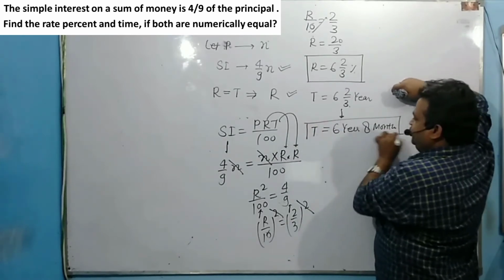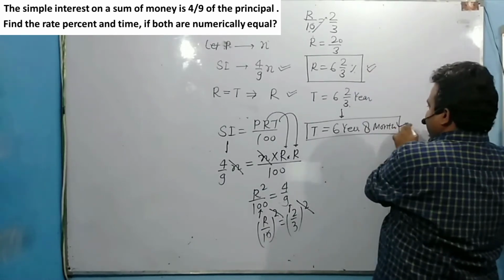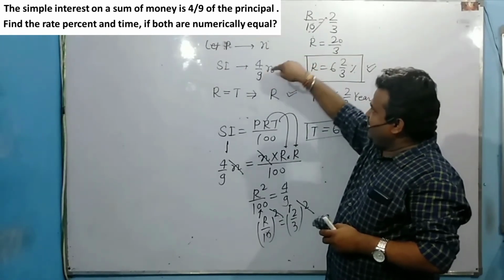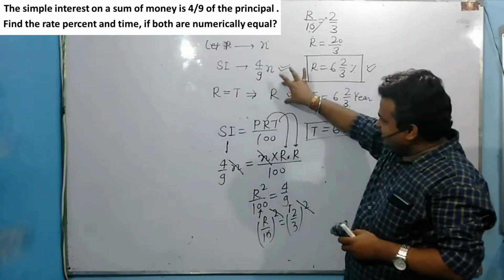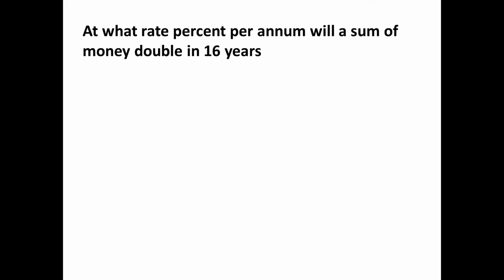So both questions solved. Okay, so you calculate the rate as well as the time, provided the simple interest is 4 by 9 of x, given to you. R and t are numerically equal, and find out the value of R and t. Now next question: at what rate percent per annum will a sum of money double in 16 years? So such kind of question is very important, because here the sum of money may double, may triple, may 4 times in a certain given period of time mentioned in the question.